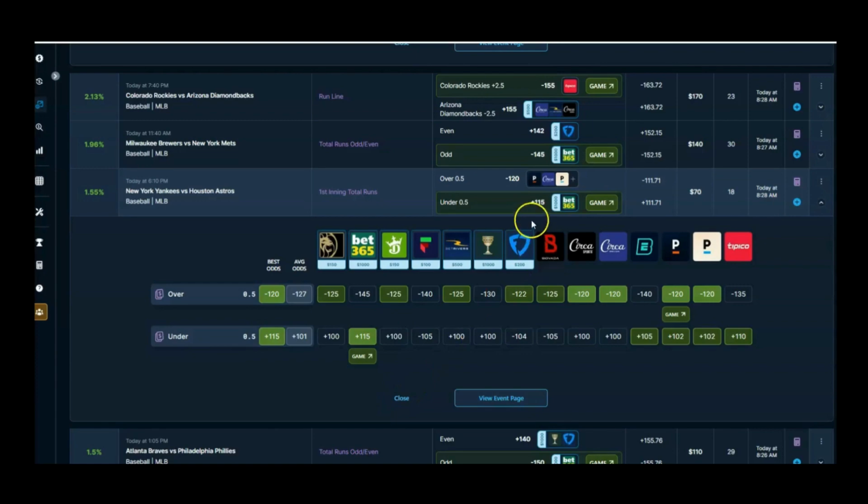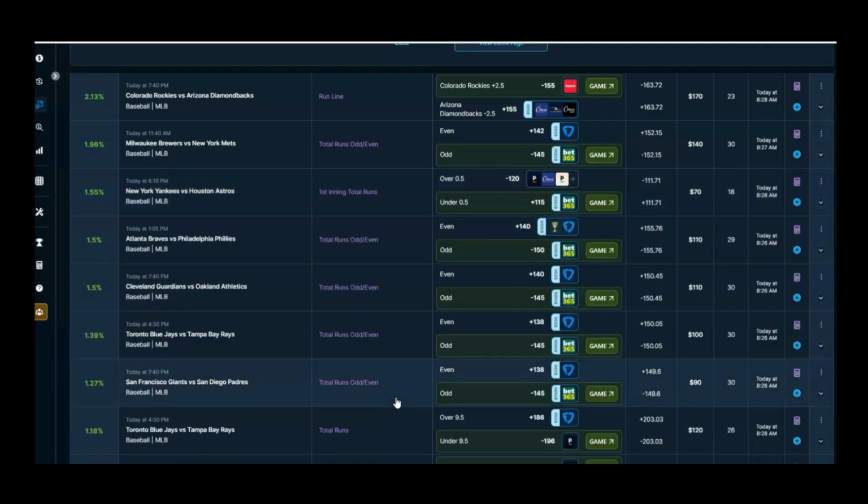So even though it's good value, it's good on paper, I'm just not feeling comfortable with it. So again, that's one of the best advantages we have as sports bettors. We don't have to take what's offered.